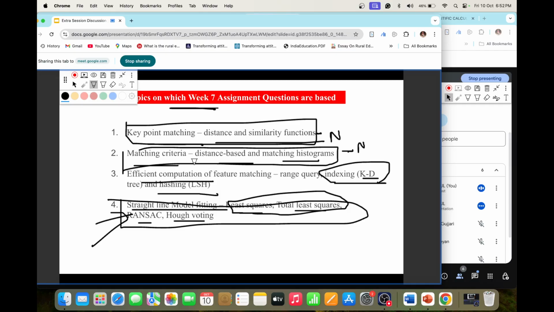For feature matching, there are certain numericals, like keypoint matching. You have different distance and similarity functions, very important from the numerical point of view. Just see it, distance and similarity functions, very easy formulas. Also I have given example questions related to each distance.